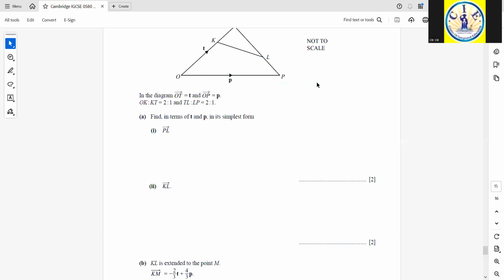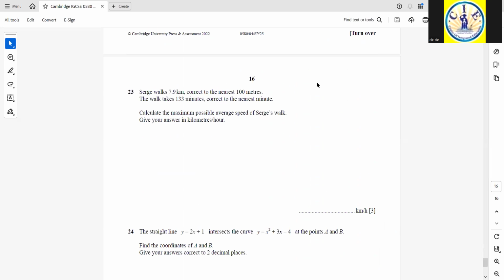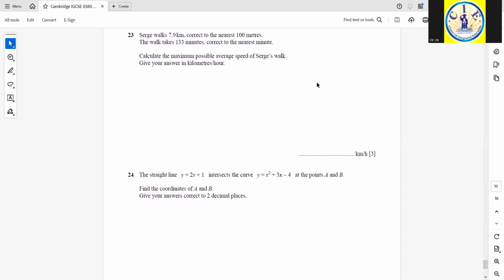Okay, then it is question number 23. Serge walks 7.9 kilometers, correct to the nearest 100 meters. The walk takes 133 minutes, correct to the nearest minute. Calculate the maximum possible average speed of Serge's walk. Give your answer in kilometers per hour.